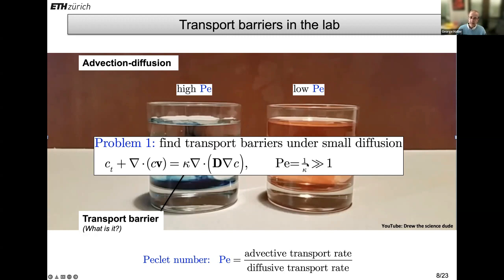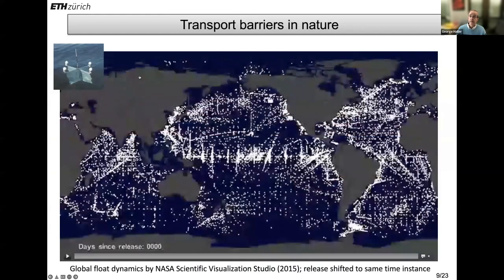The context is when kappa is very small, so 1 over kappa is large, so the Péclet number is large. This is the problem I want to look at. This is problem number 1. Problem number 2 is related, but it seems to arise in a different fashion. This would be more transport barriers in nature rather than in the lab.